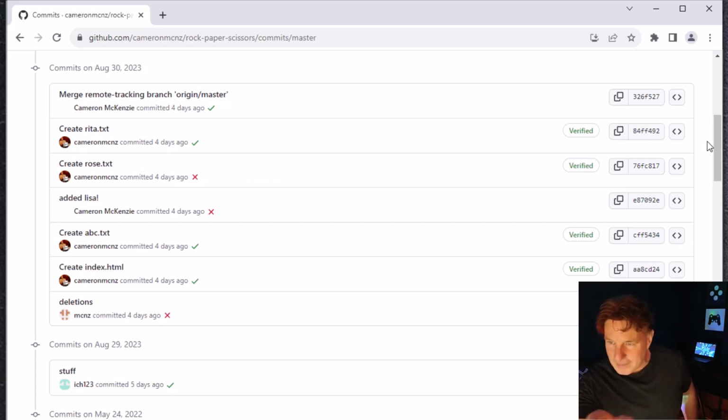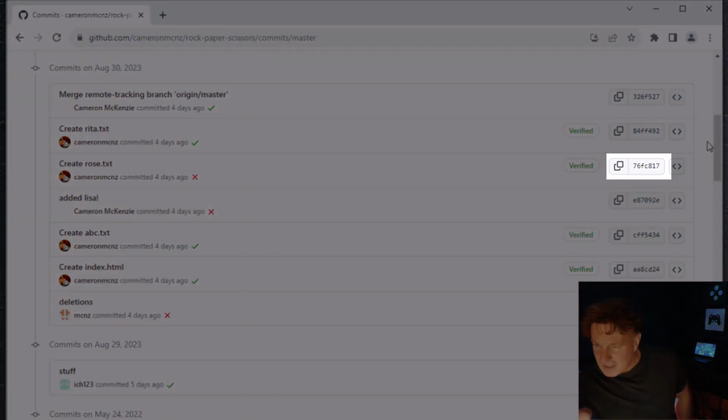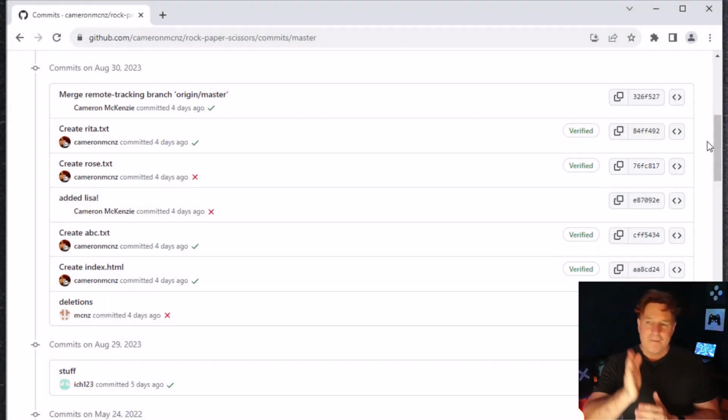Hi, mom, middle name. And you notice that that is commit 76FC817. That's the commit ID. So how can I get that commit onto my local workstation?